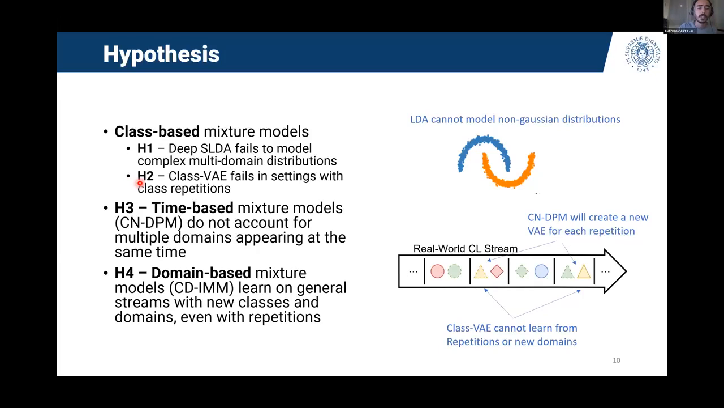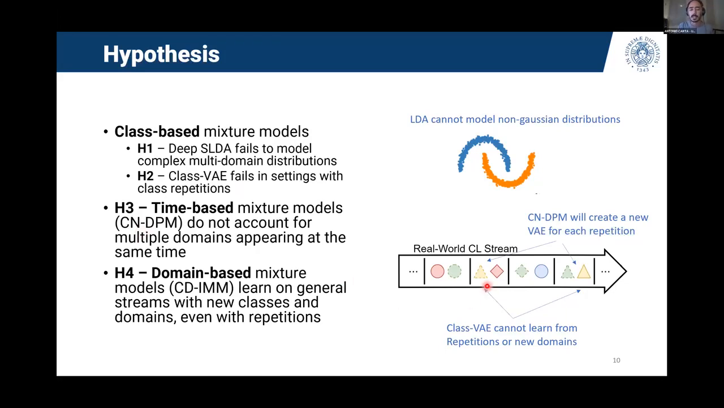Instead, if you use a model like the class VAE, which trains a separate variational autoencoder for each class, then you really cannot deal with class repetitions, because the VAE suffers from catastrophic forgetting. So what they do in the original paper is train on the class and then freeze it. But if you have repetitions, and again, repetitions are helpful, having repetitions makes the problem easier, but you cannot use them in the class VAE because otherwise you get catastrophic forgetting. Instead, methods that factorize based on time, like CNDPM, do not account for multiple domains.